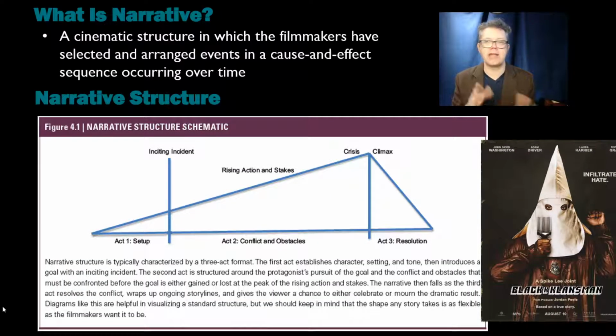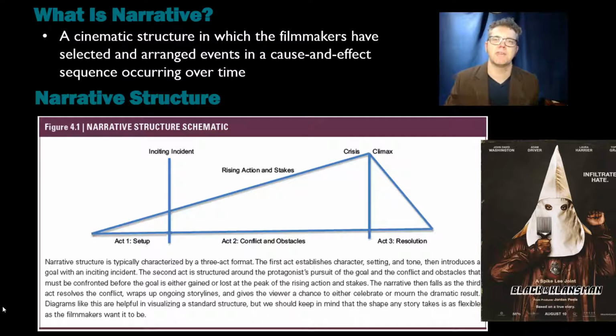So BlacKkKlansman follows, for all those experimental little nods, a pretty traditional narrative structure, and I have to wonder if that wasn't, first from Spike Lee's perspective, let's make sure that we're doing a few things in very conventional ways, because I want to make sure that people don't miss what's going on here. I don't want them to miss the other stuff that we're going to be throwing at them.